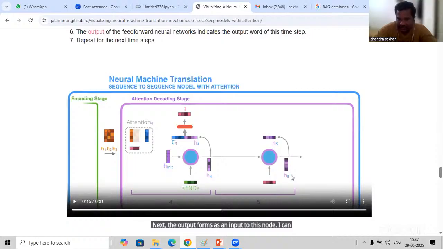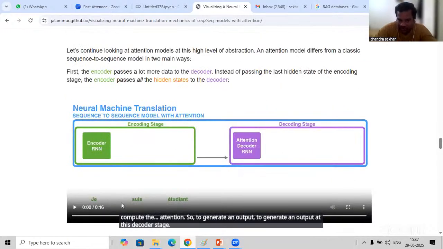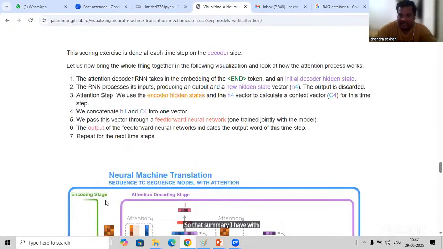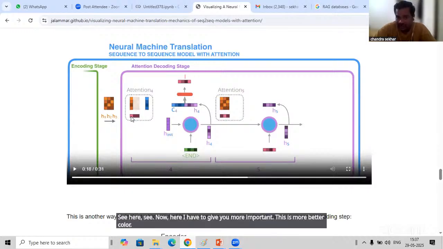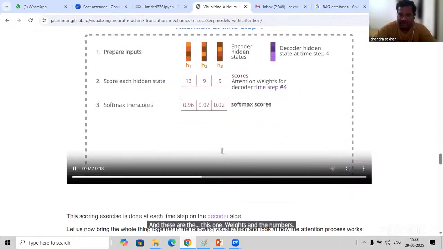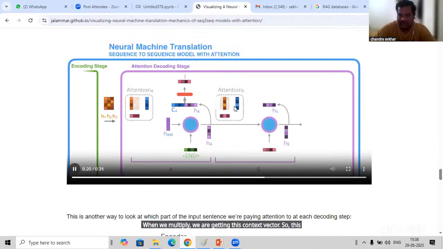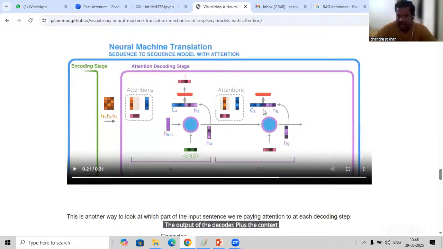And now the hidden value I have taken is H5. And now again I need to compute the attention context. To generate an output at this decoder stage, which inputs do I need to give more importance? That summary I have with H1, H2, H3. When I apply the technique, here I have to give more importance to the second input, so the second input will have more weightage. If I multiply the weights with the values, we get this context vector. This context vector is appended together with the hidden state. That means the output of the decoder plus the context, both I combined to get a new output.